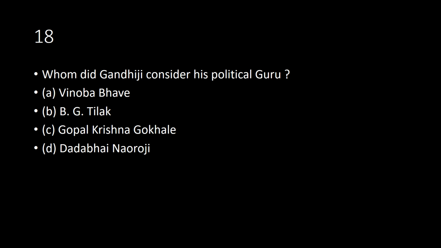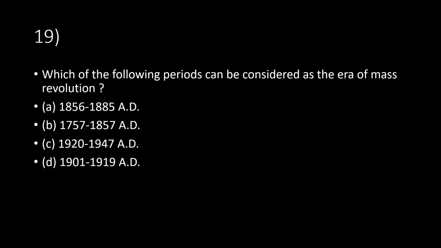Whom did Gandhiji consider as his political guru? Just remember, there will be a lot of confusion between BG Tilak and Gopal Krishna Gokhale, because he had a genuinely good relationship with BG Tilak, and his emergence also came after the death of BG Tilak. So many people might think of BG Tilak, but the answer is Gopal Krishna Gokhale. He was a renowned lawyer as well, and Gandhiji followed in the footsteps of Gokhale in many aspects.